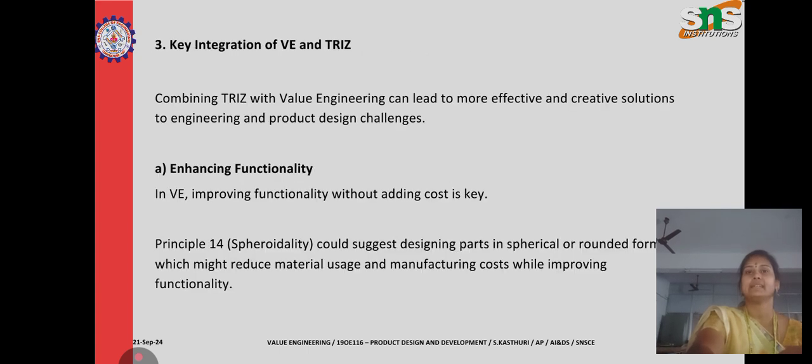Next is the key integration of VE and TRIZ. Combining TRIZ with value engineering can lead to more effective and creative solutions to engineering and product design challenges. Some examples are Principle 14, which could suggest designing parts in spherical or rounded forms, which might reduce material usage and manufacturing costs while improving the functionality.